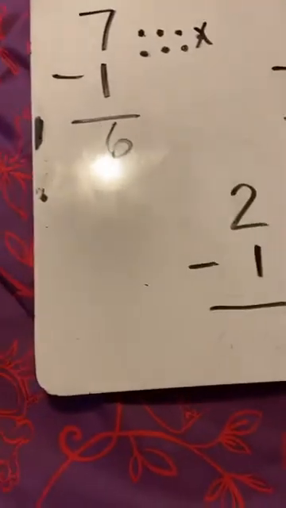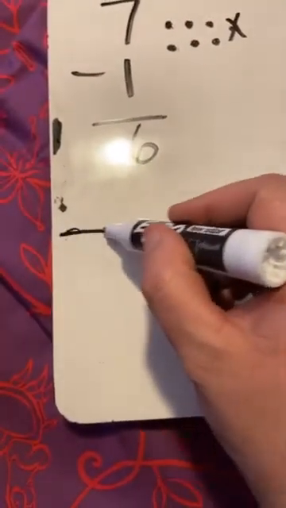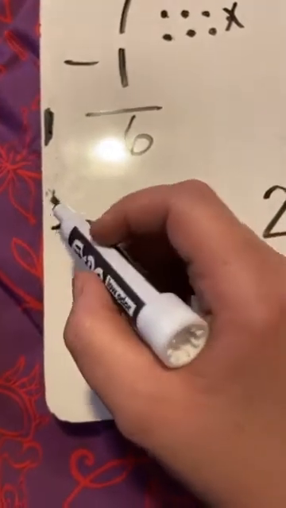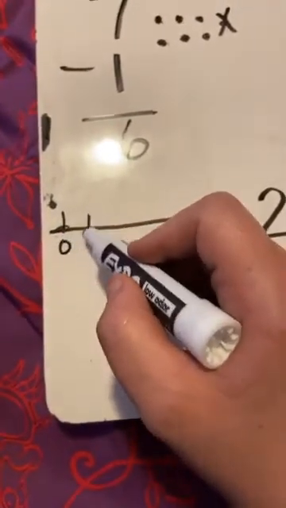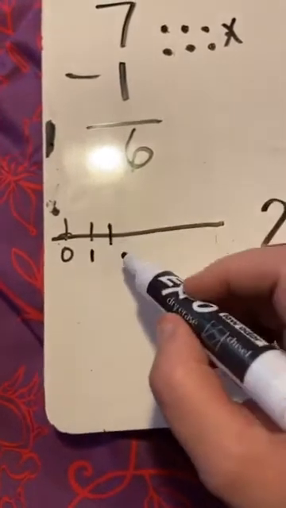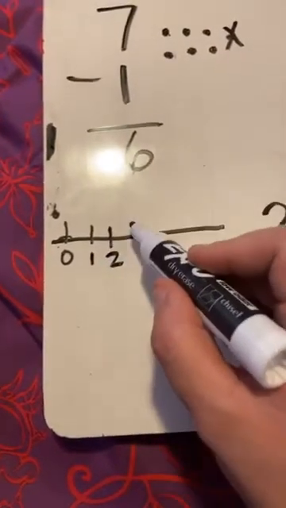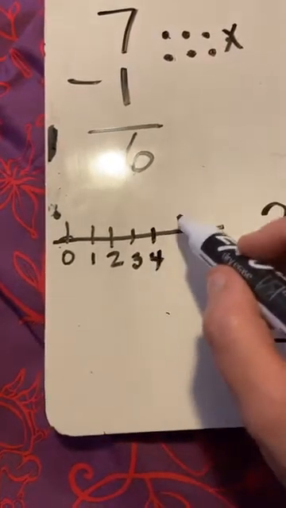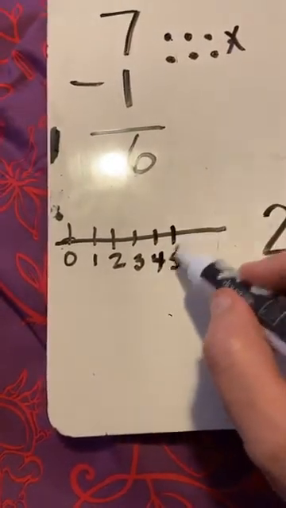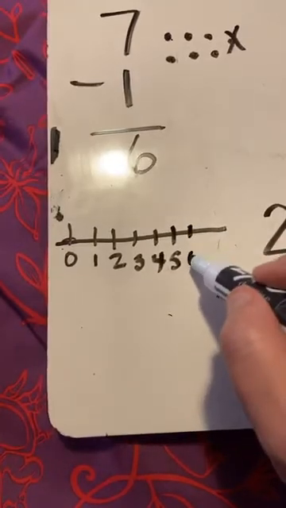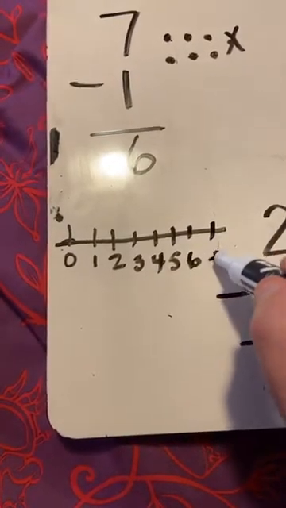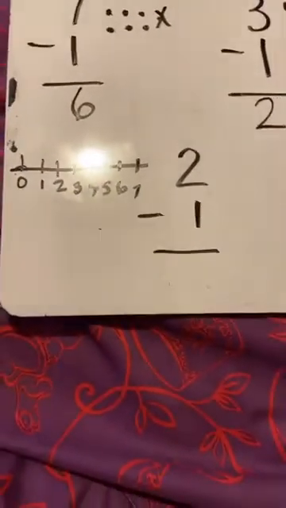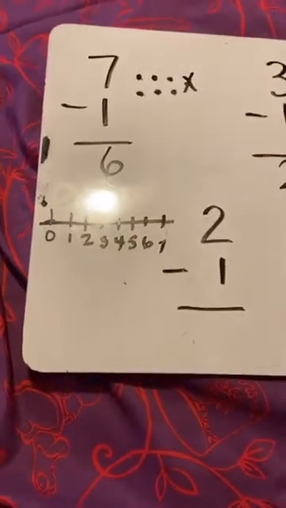I'll draw it right here. So here's my number line. I'm going to start at 0. 0, 1, 2, 3, 4, 5, 6, 7. Oops. I think that's high enough because our problem only says 2 minus 1.